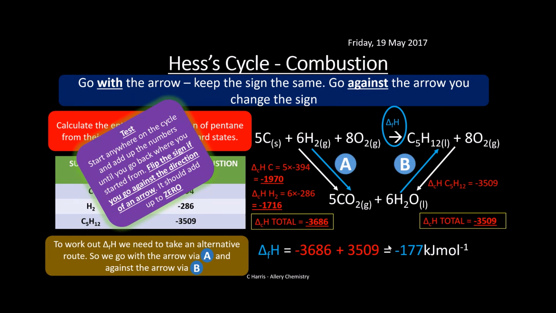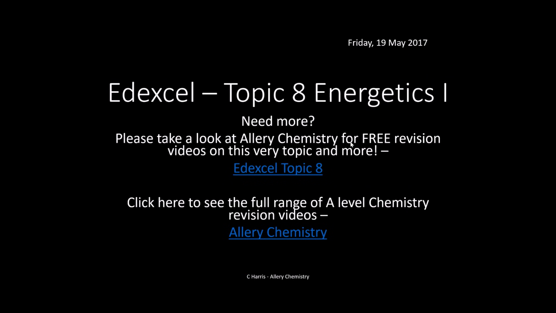And again, just test it. Start anywhere on the cycle, just like before, and just go round the cycle. Remember, if we go with the arrow, you keep the sign the same. If you go against the arrow, you change the sign. Add it all up, and it should add up to 0. Okay, and that's it. That is an overview of Energetics 1 for topic 8 for Edexcel.